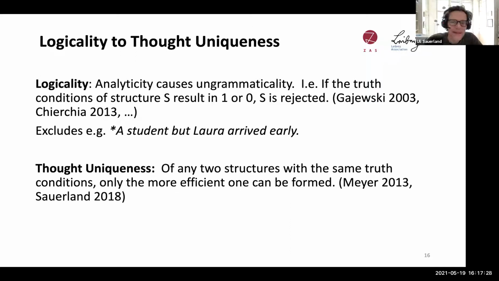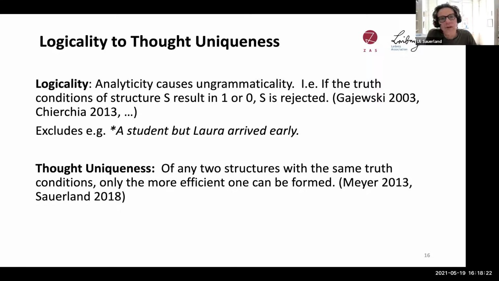And this is a notion of tautology that ignores effects of the lexical meaning of content words, but is only sensitive to logical structure. An example of what this is argued to exclude is something like "a student but Laura arrived early," which is bad, ill-formed in English and perceived to be bad. If you are not familiar with this, you have to read, for example, Gennaro Chierchia's book exploring this idea.